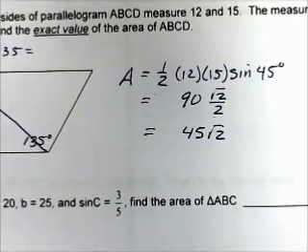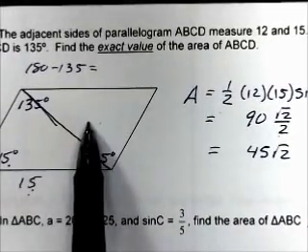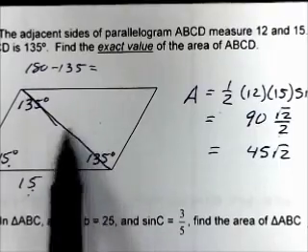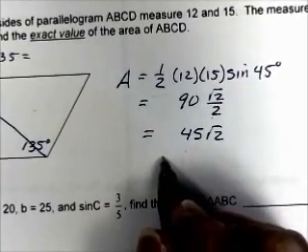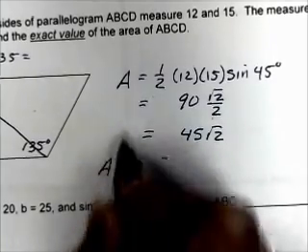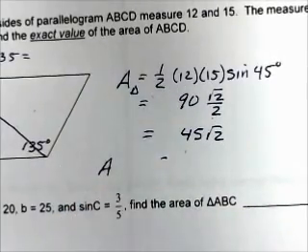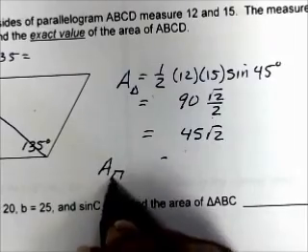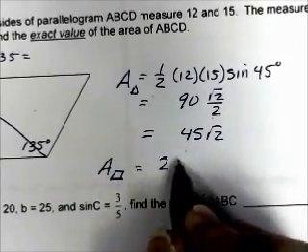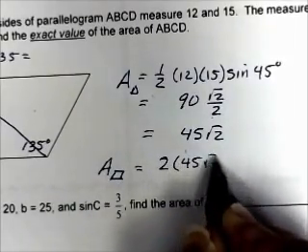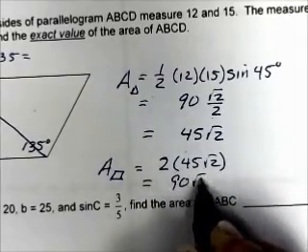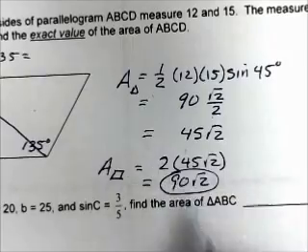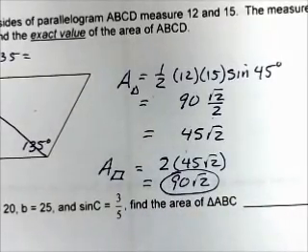But that's just one triangle, and our parallelogram is made up of two triangles. So let's simply double this. So the area of the parallelogram, let me go back and note that that was a triangle. So now this is our parallelogram, would be 2 times 45 square root of 2, which results in 90 square root of 2. So there's our exact value of the area of the parallelogram.